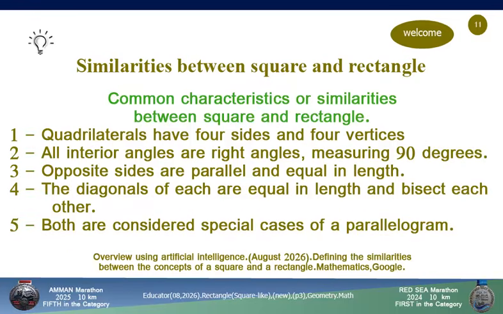Similarities between square and rectangle. Common characteristics between square and rectangle. 1. Quadrilaterals have 4 sides and 4 vertices. 2. All interior angles are right angles measuring 90 degrees. 3. Opposite sides are parallel and equal in length. 4. The diagonals of each are equal in length and bisect each other. 5. Both are considered special cases of a parallelogram.